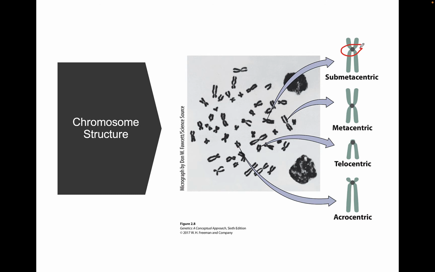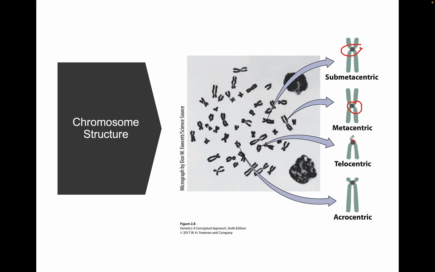Here we have one where the centromere is about a third of the way from the top, and we call this submetacentric. Metacentric, think about it as meta, or middle. The centromere is in the middle of the chromosome, so it divides it into two equal halves.